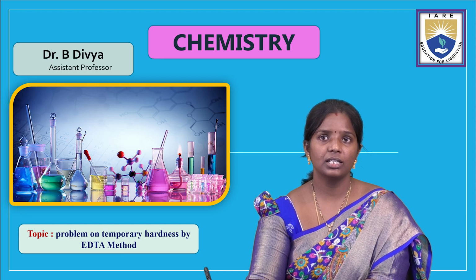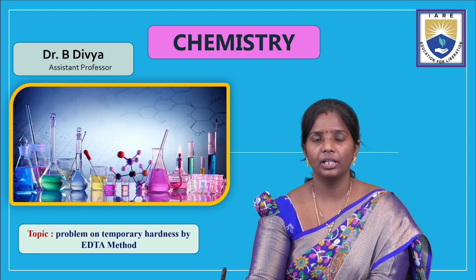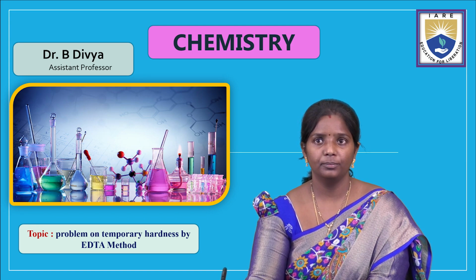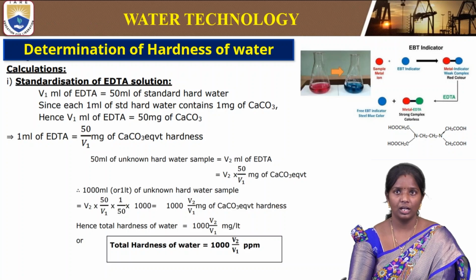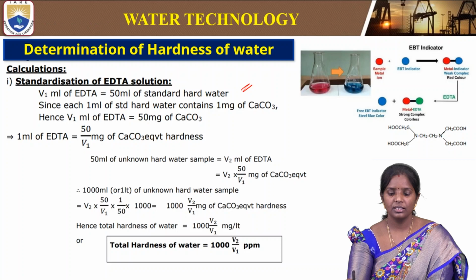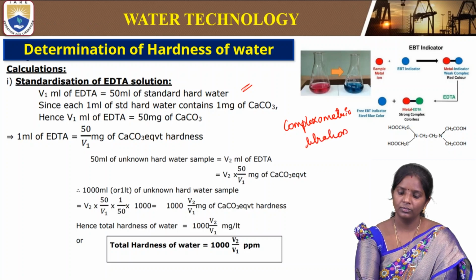In this session, we will discuss the problems on temporary hardness in terms of calcium carbonate equivalence using the EDTA method. Before going to the problems, we'll understand what hardness is and how it is defined. One method to determine hardness is the complexometric titration method.